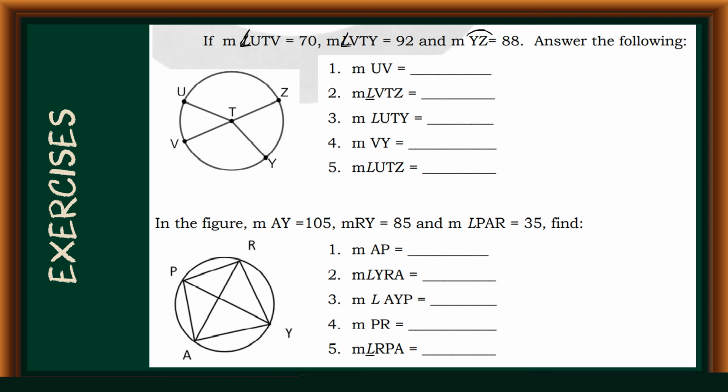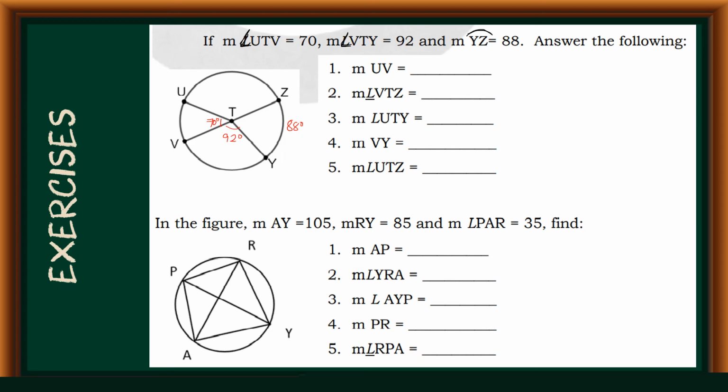Okay. If angle UTV is equal to 70, where is angle UTV? UTV, this one, is 70, and angle VTY is 92. VTY, ito, 92, and arc YZ is 88. Let us find the measurement of the following. Let us have number 1.